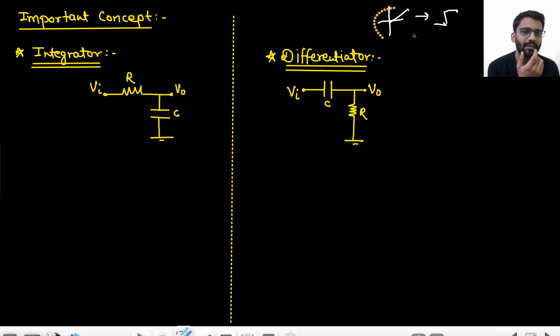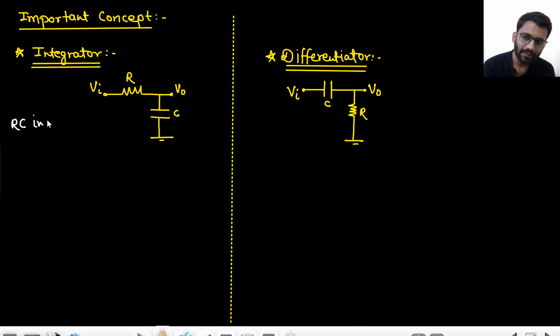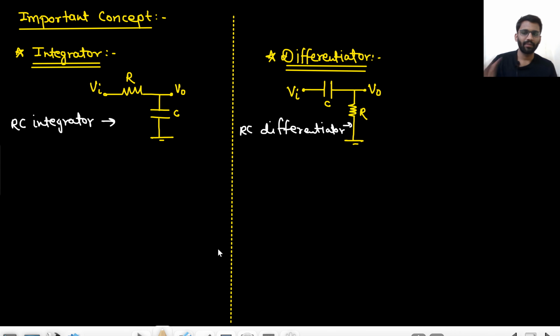So if they use the term RC integrator, that means they are talking about this circuit, RC. And if they use RC differentiator, that means they are talking about this circuit, CR. You need to remember it. I will explain the concept to you, but you should remember it. RC integrator means RC. RC differentiator means CR.